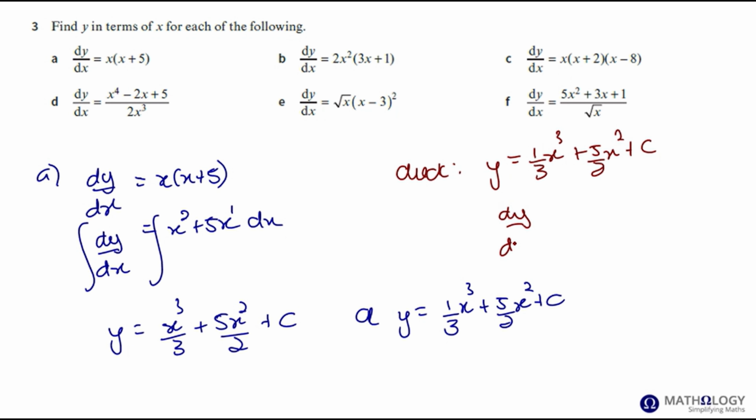So dy dx equals 3 times a third is 1, x to the 3 minus 1, x squared, 5 over 2 times 2 is 5. X to the 2 minus 1 is just x to the 1. And the derivative of a constant is 0. So dy dx equals x squared plus 5x, which is x times x plus 5.